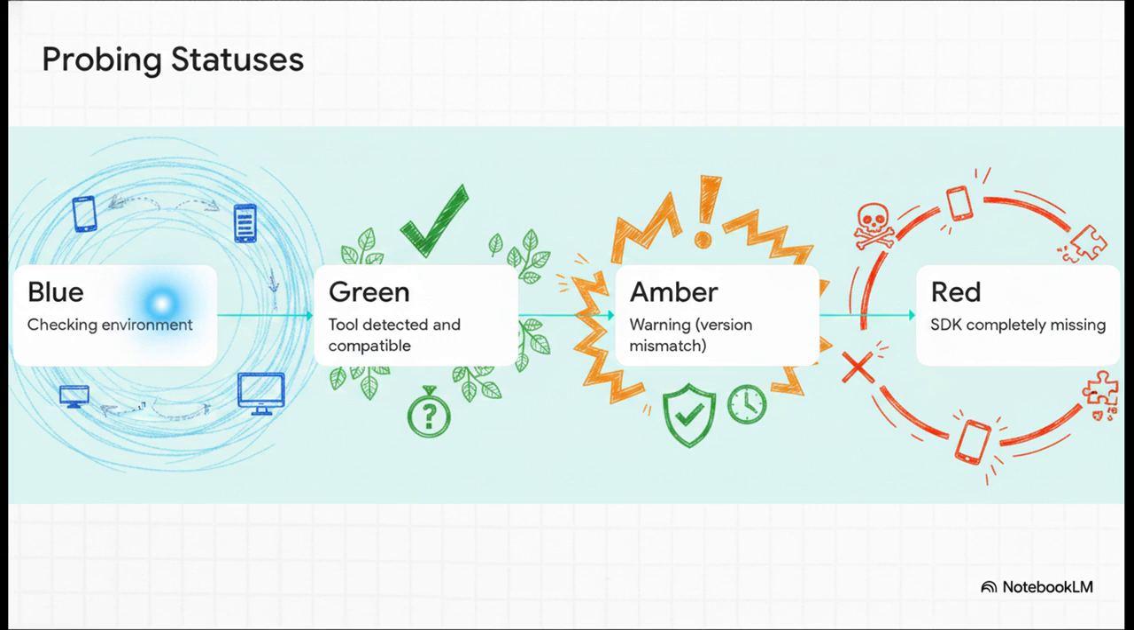Blue means it is actively checking the environment. If you see blue, do not touch anything. Just let it work. Green means the tool is successfully detected and version compatible. Awesome. Amber indicates a warning, usually a minor version mismatch or missing license. And red means the SDK is just straight up missing.